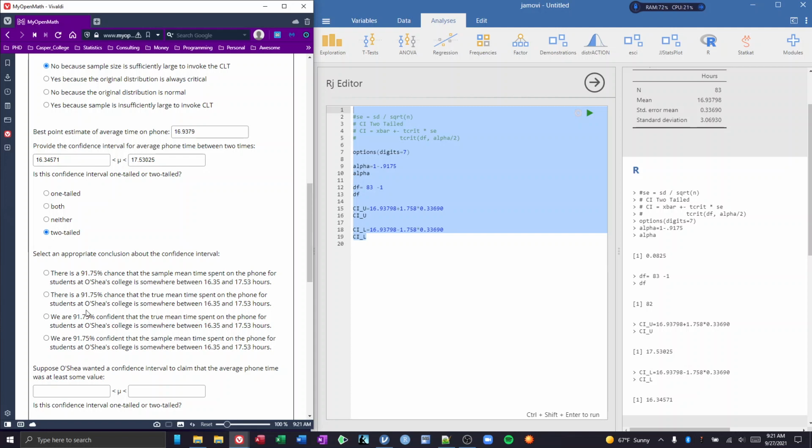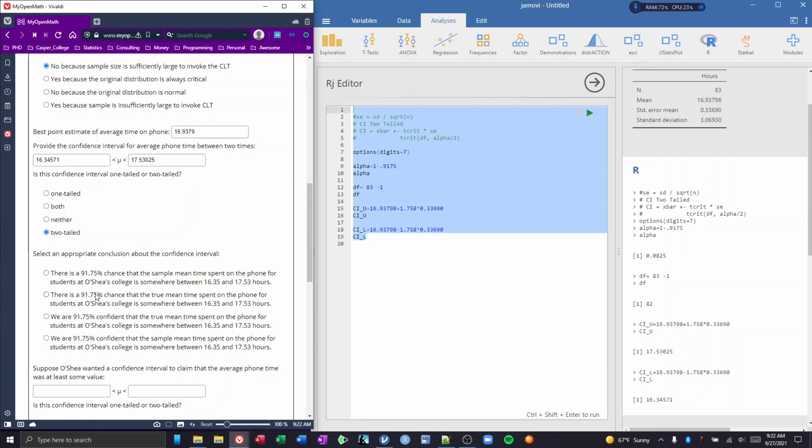All right, so some of these are poorly written and some of these are well written. So let's go over each of them and say why they're good or why they're bad. So let's start at the top one. There's a 91.75% chance that the sample mean spent on the phone is between these 2 hours. Okay, so the problem here is that, well, two things. One, we're giving a probability to the sample mean. And we know what the sample mean is. I'm 100% sure what the sample mean is. It's right here. I calculated it. So that one's bad.